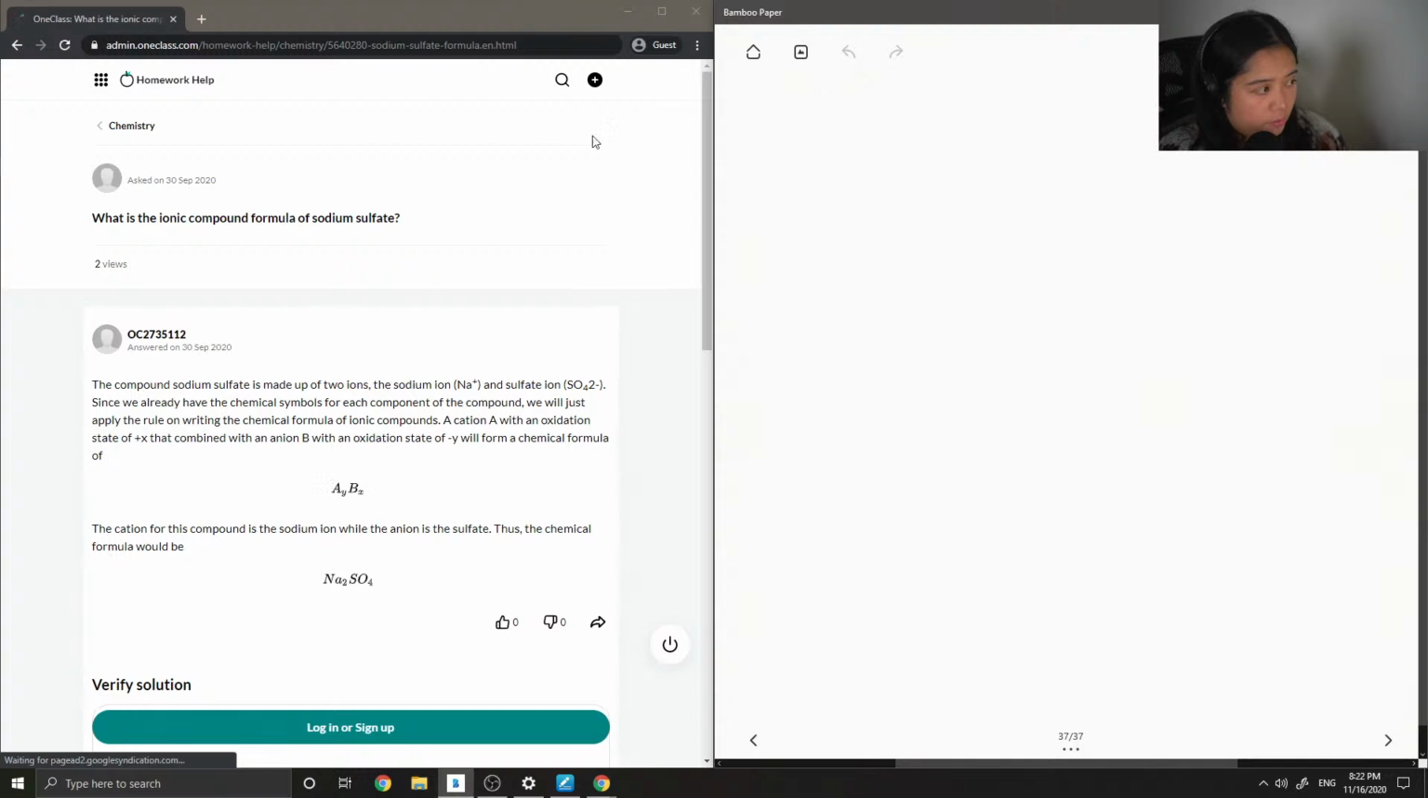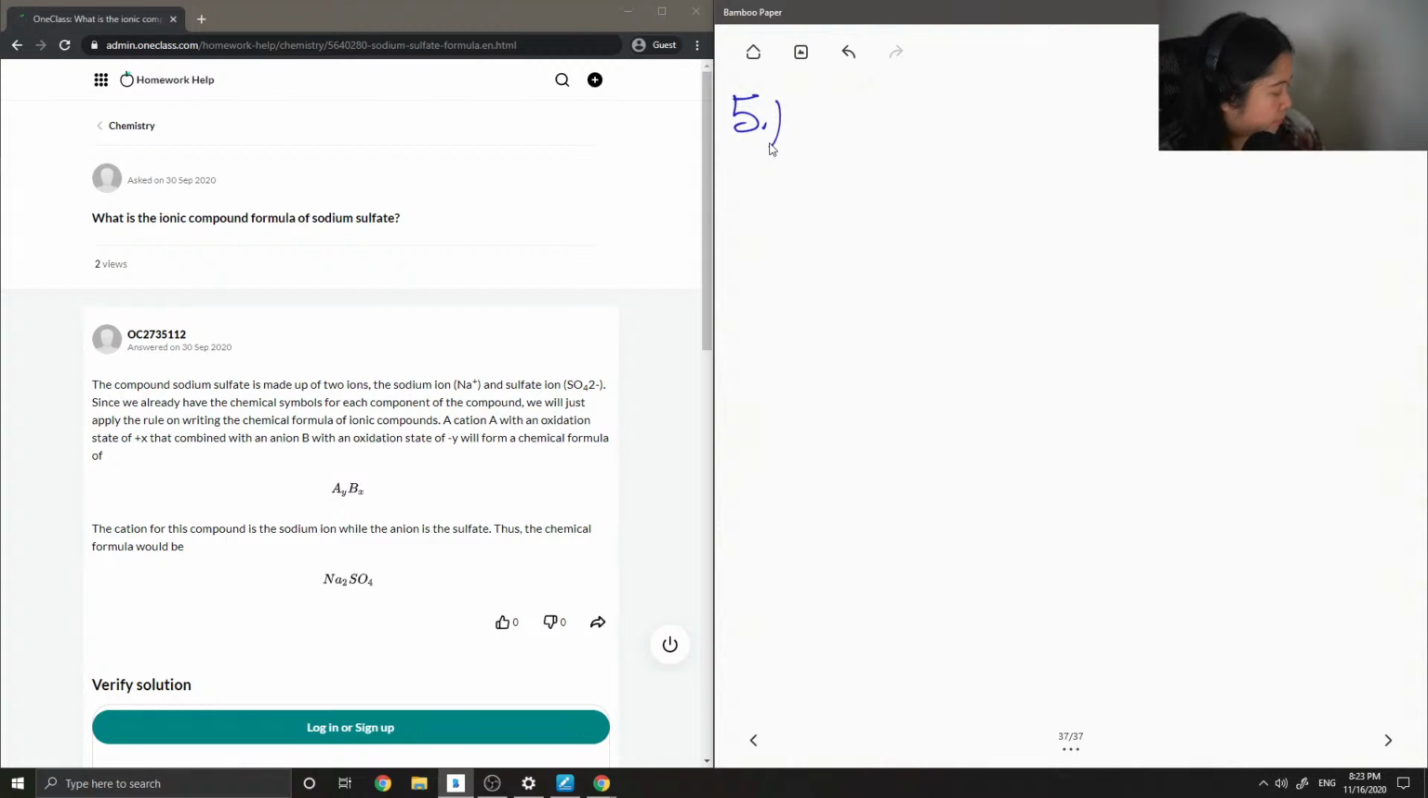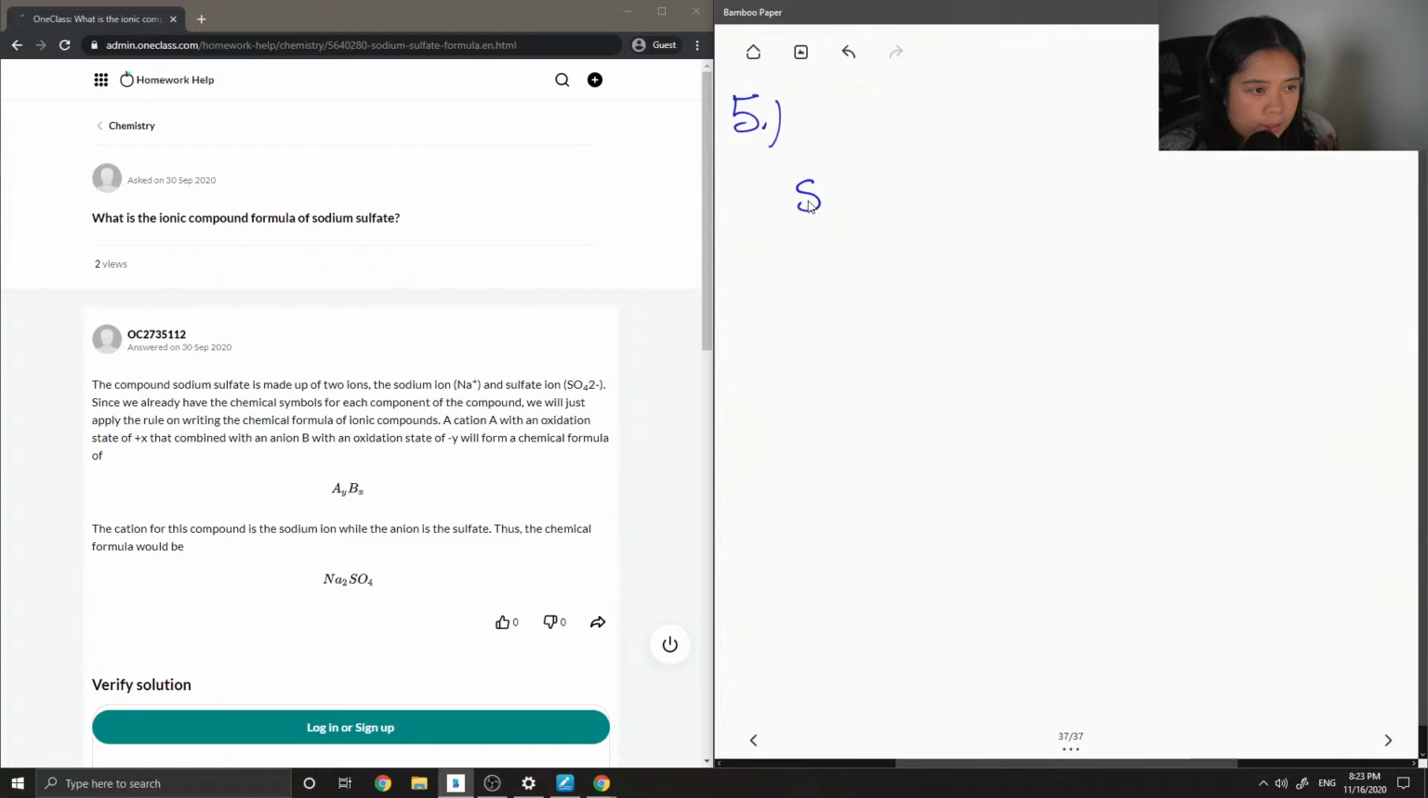Okay, so on to question 5. What is the ionic compound formula of sodium sulfate? Okay, so let's look at the name sodium sulfate. So sodium is Na+, so it just has a +1 charge. And in the case of sulfate, it is SO4 2-, so it has a 2- charge.